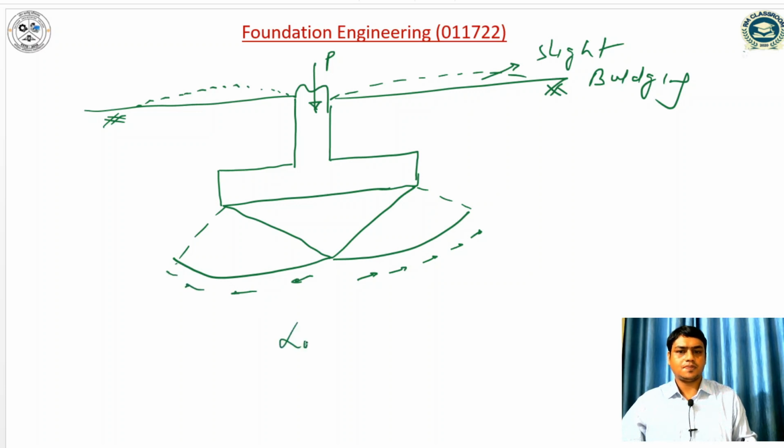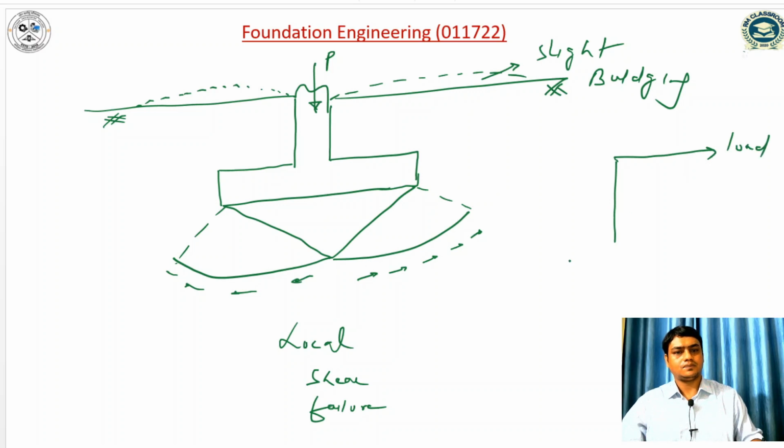So this is the local shear failure. And if I discuss the load settlement curve, so this is load settlement. So this is the load settlement curve for the local shear failure.